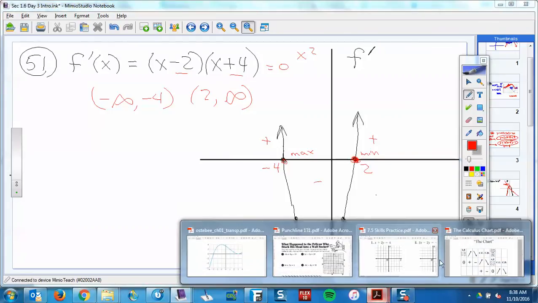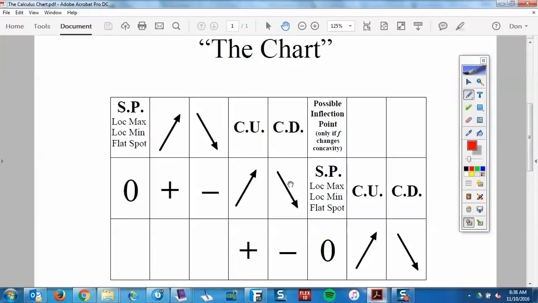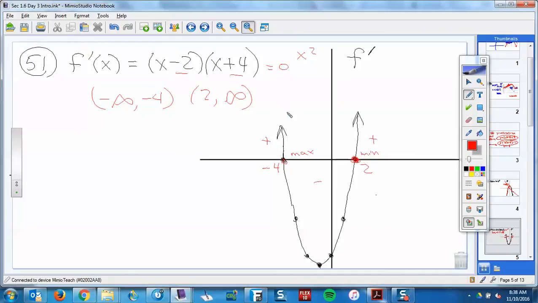F is concave down when F prime is decreasing, which would be negative infinity to negative 1, because this is a distance of 6, so it would be 3 away. It's symmetry, so it would be at negative 1. Again, we should know that without a calculator as well. So from negative infinity to negative 1, concave down when that's decreasing.